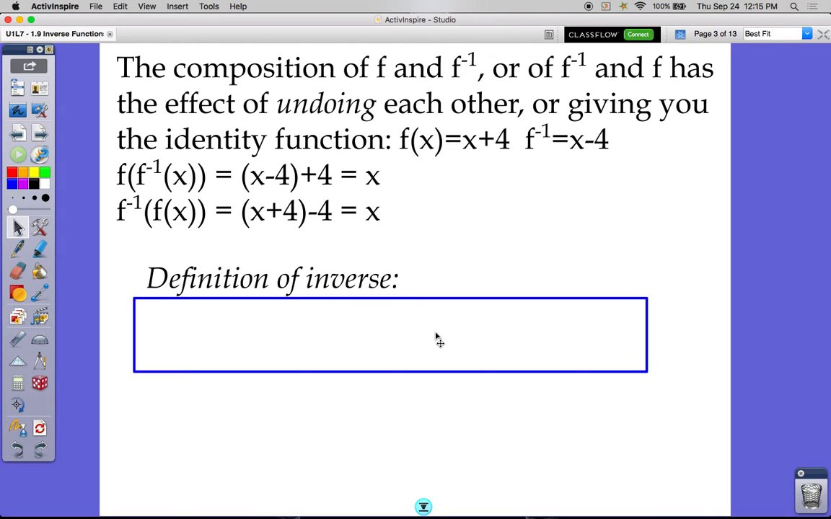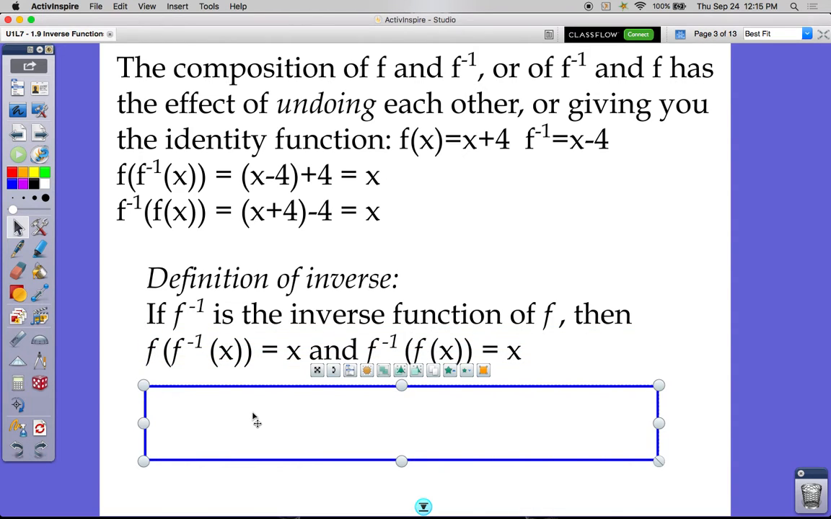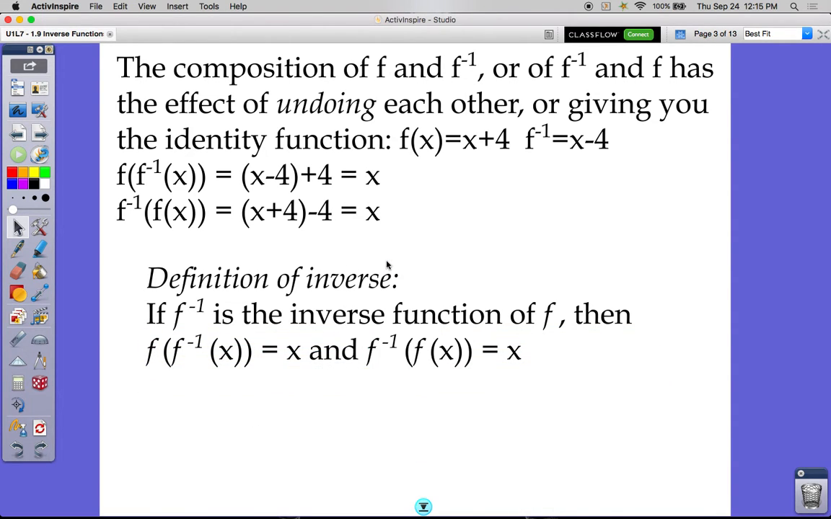We talked about switching x's and y's, but the inverse of a function will undo what another function does, for example, squaring and square root, multiplying, dividing, all those kinds of things. The definition of an inverse is: if f inverse is the inverse function of f, then by doing the composition of those two, whether you do f of f inverse or reverse that order and say f inverse of f of x, the result should be x either way. Whatever one does, the other one will undo. And you just go back to the input variable, which is x.